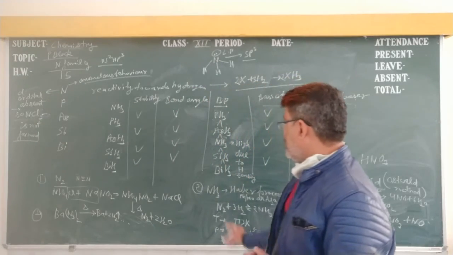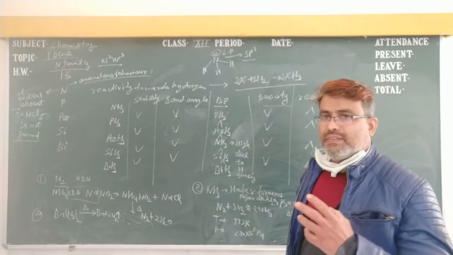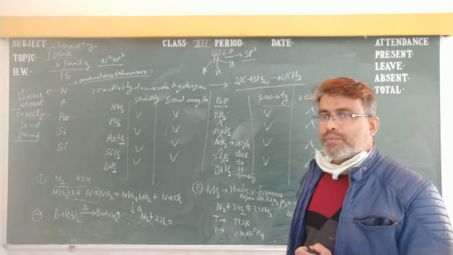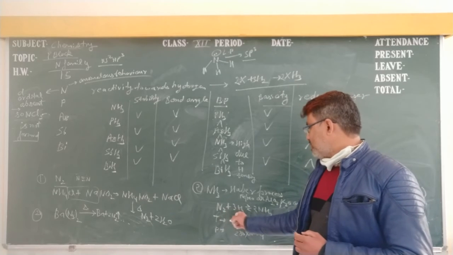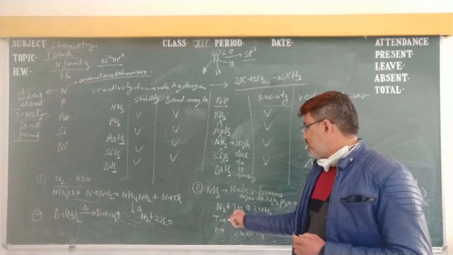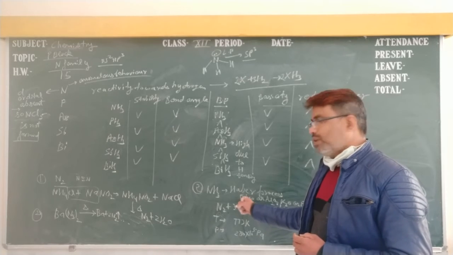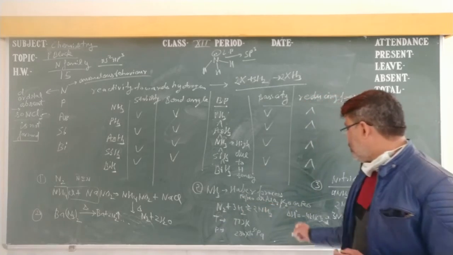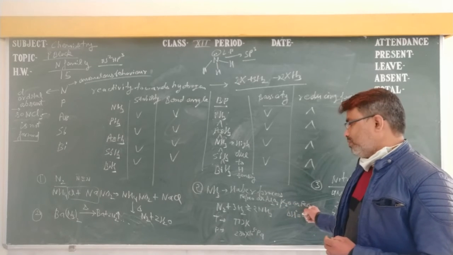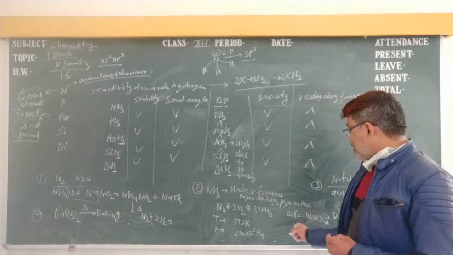Now next, second, ammonia. There is one well-known method, that is the Haber process of formation of ammonia. In that, we treat nitrogen gas with hydrogen and ammonia is formed. That is N2 plus 3H2 gives 2NH3 in the presence of iron or molybdenum as catalyst. Or we can use alumina Al2O3 or potassium oxide K2O or FeO as a catalyst. Now it is an exothermic reaction.